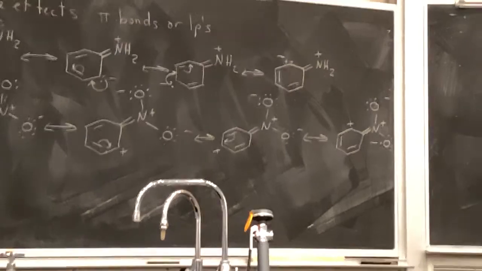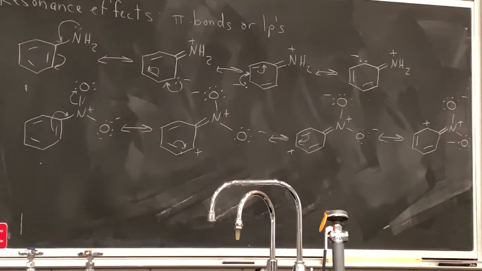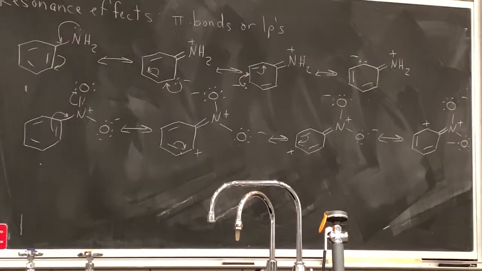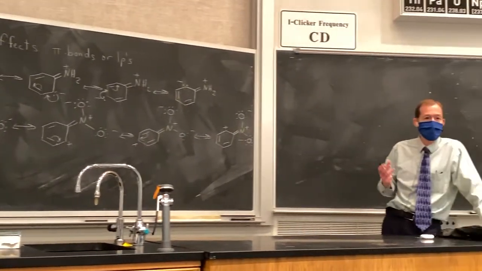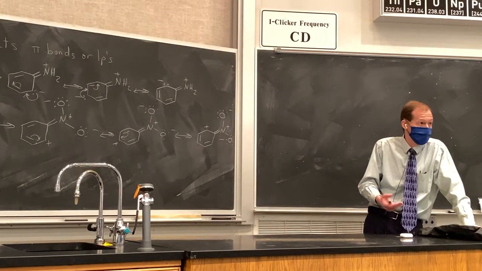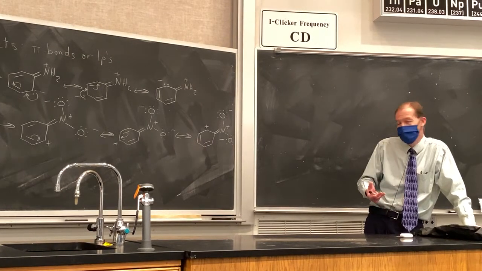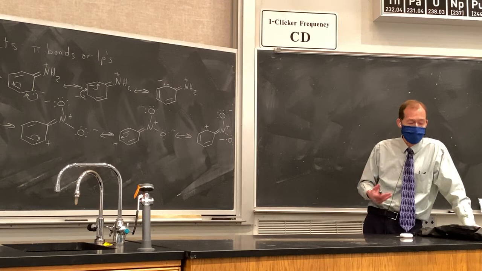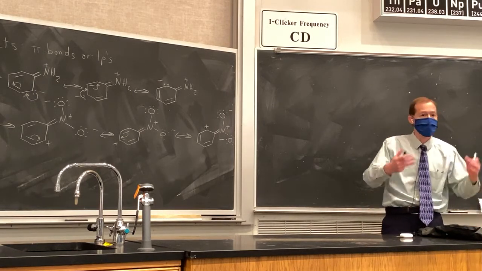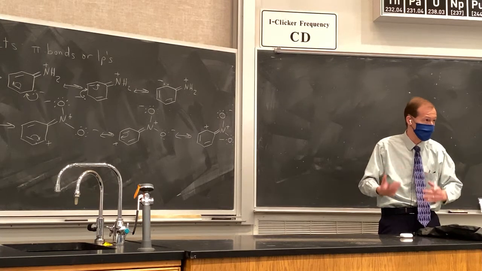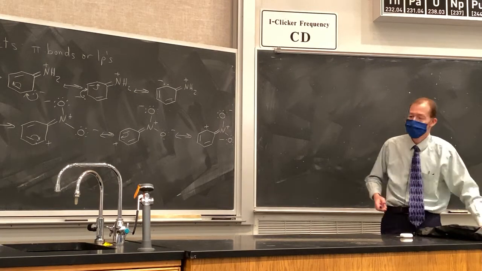So in the minor contributors of nitrobenzene, we have positive charges in the ring. And so that indicates that the benzene ring of nitrobenzene is electron deficient, has less electron density than the ring of benzene. So the nitro group is going to withdraw electrons from the benzene ring by resonance.